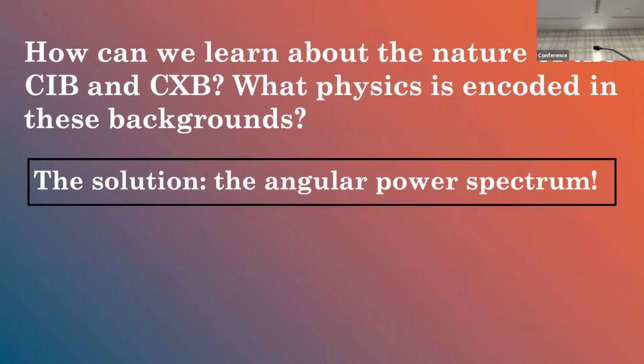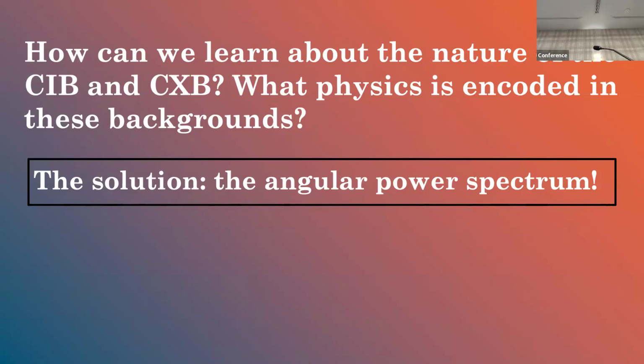Using the angular power spectrum, you can study both the abundance and the clustering of these sources in the CIB and CXB, and you can study the cross power spectrum, which essentially tells you what sources from one background might contribute to the other.